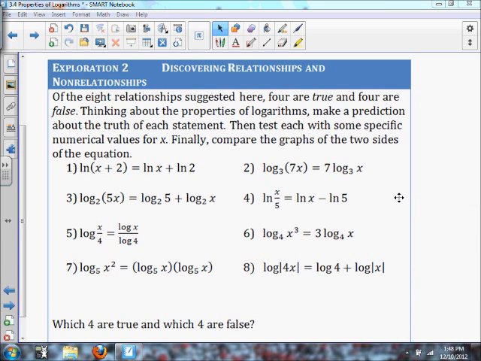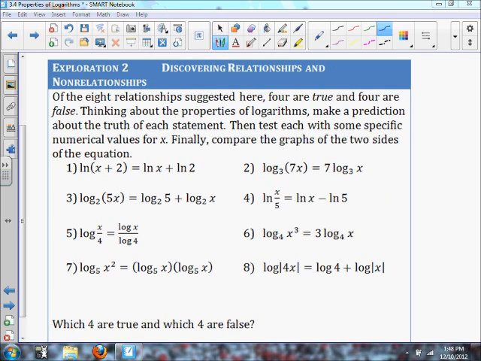Now, you should have had ample time by stopping the video to answer these questions. Now, of the 8 relationships suggested here, 4 are true and 4 are false. Thinking about the properties of logarithms, make a prediction about the truth of each statement, then test each with some specific numerical values for x. Finally, compare the graphs of the 2 sides of the equation. Let's just go through here. Let's check to make sure your answers are correct.